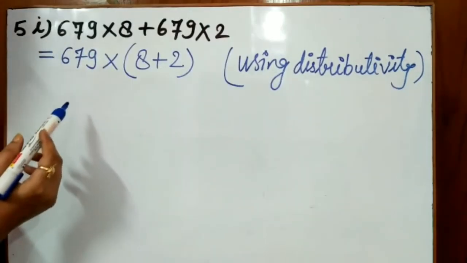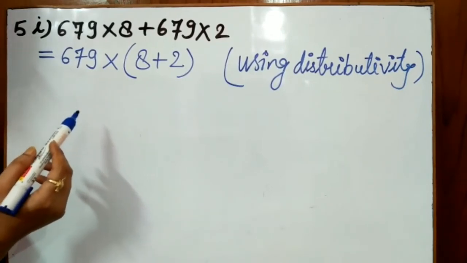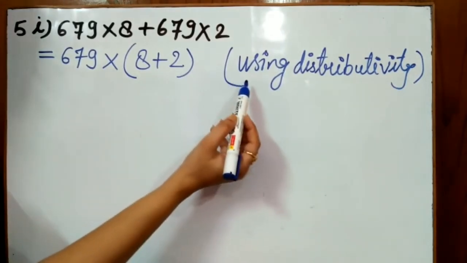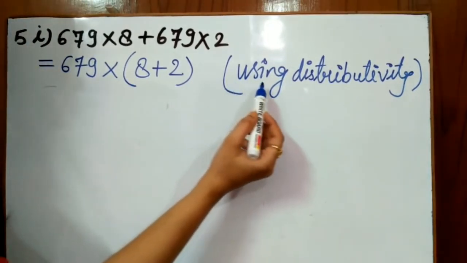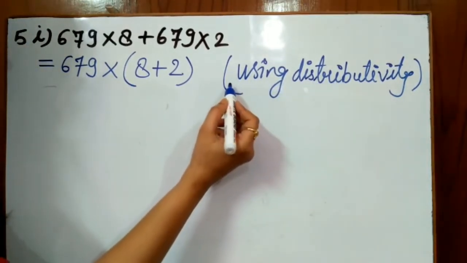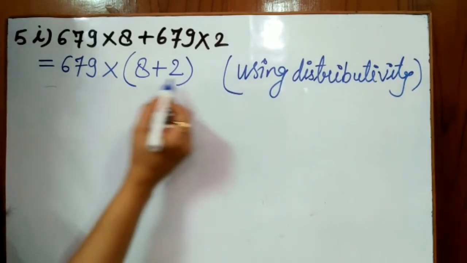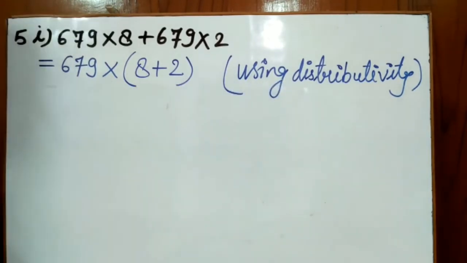Then whatever property we will use, we have to mention to the right side of the solution. We are using the law of distributivity. So, we will mention this law to the right side of the solution.